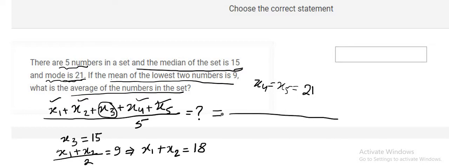So let us put all the values here. We had initially found that x1 + x2 equals 18. We also know that x3 equals 15, and x4 and x5 are both 21. So we now have all the quantities. We now have to add it up and divide by 5, and then the answer is 15. So for this problem the answer would be 15.